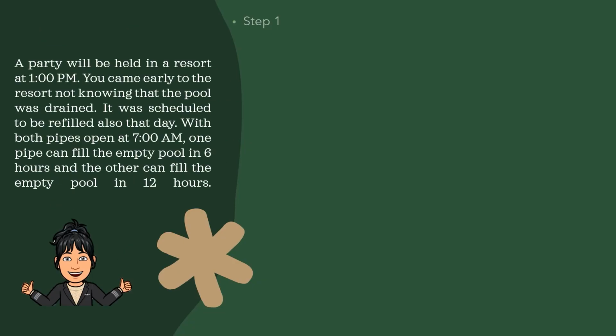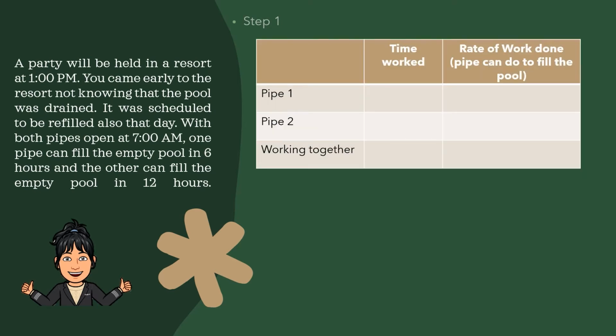In solving the problem, we are going to use the steps in solving problems involving rational algebraic expression. Step 1. Identifying the given using a table. We have pipe 1, pipe 2, and working together. Time work for pipe 1, we have 6 hours. And for pipe 2, we have 12 hours. And if they work together, we have x hours. Rate of work done for pipe 1 we have 1 over 6. For pipe 2, we have 1 over 12. And if they work together, it's 1 over x.